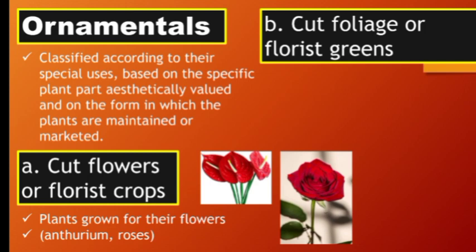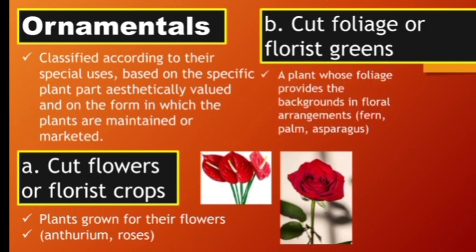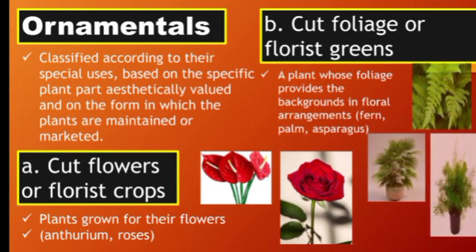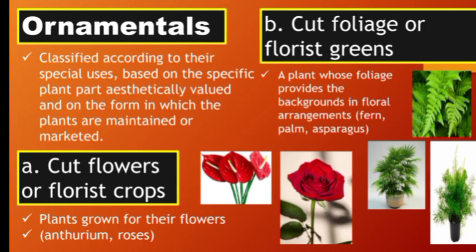Second is the cut foliage, or the florist greens, which are plants whose foliage provides the backgrounds in floral arrangements like fern, palm, and asparagus. Okay, which is used in graduation, used as corsage.